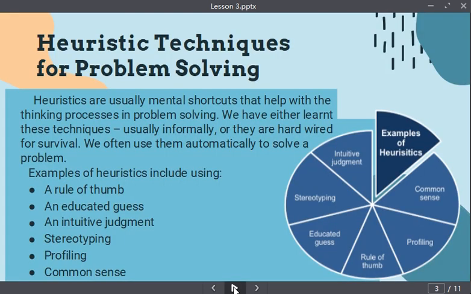So heuristics are usually mental shortcuts that help with the thinking processes in problem solving. We have either learned these techniques usually informally or they are hardwired for survival. So we often use them automatically to solve a problem. As I have said before, we are using our own strategies in solving a problem without any guide, diba? But what we don't know is there are existing techniques or strategies like those of George Polya and this heuristic technique that somehow have similarity with the techniques that we are using.